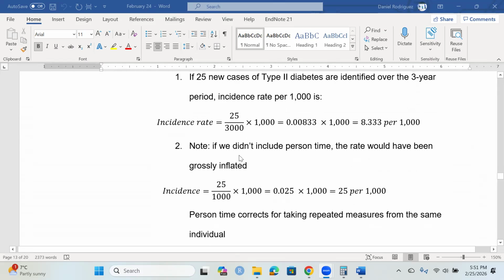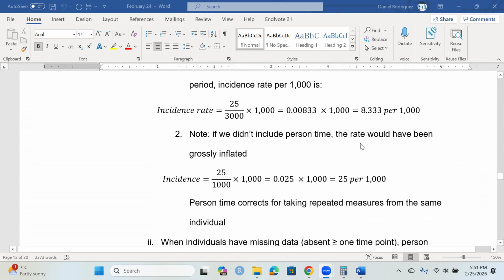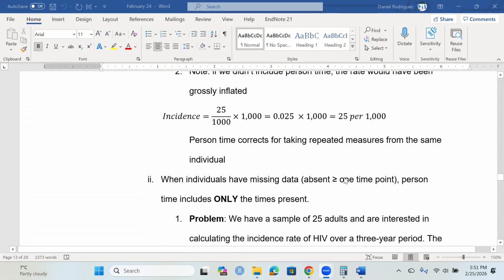So if we didn't include person time, this is what would have happened instead. We have 25 out of 1,000. We'd have 25 per 1,000. So you see, this makes it look a lot worse than it is. It's false. It's not correct. I mean, you could say yes, 25 out of the 1,000 acquired type 2 diabetes, but it happened over this 3-year period. So you have to account for that time. It wasn't like all at once, right? It wasn't all at once.